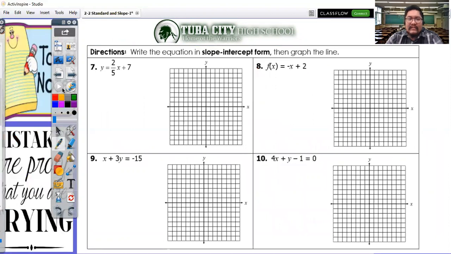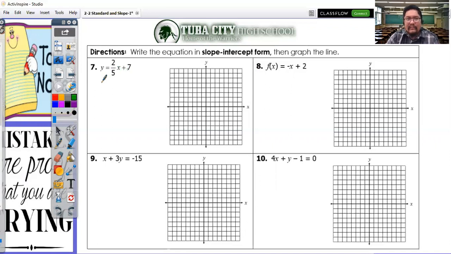So first, write the equation in slope-intercept form and then graph the line. Okay, so let's see what we have here. This one looks like it's already in slope-intercept form. y equals mx plus b. So that's it. Now we have to graph this.